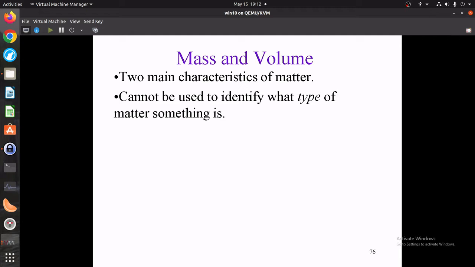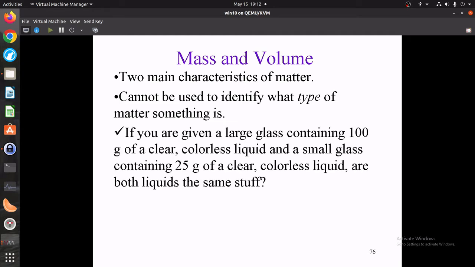But they cannot be used to identify the type of matter that something is, okay? And the reason for this is that they're dependent upon the size. So if I have more of something, I'm going to have more mass, I'm going to have more volume. And if I have less of it, I'm going to have less mass and I'm going to have less volume. I can't determine based just on mass and volume what something is.